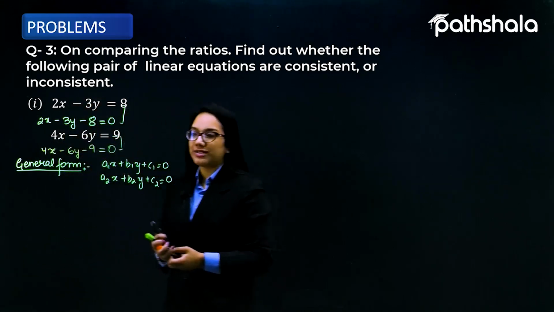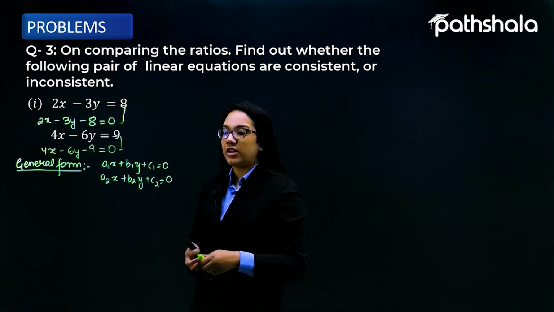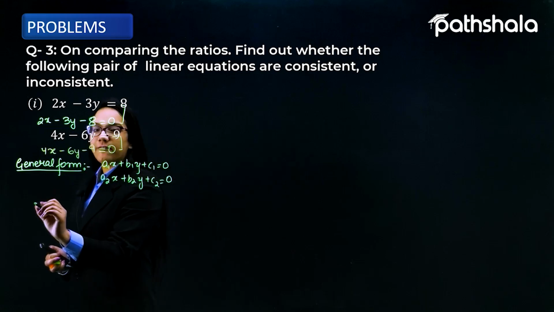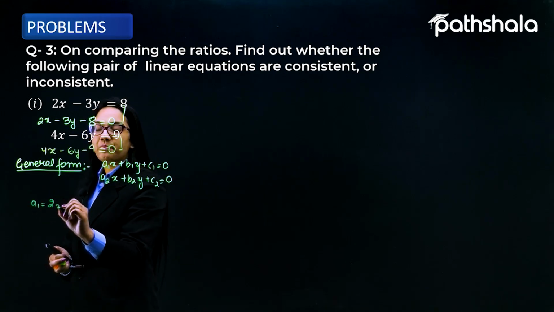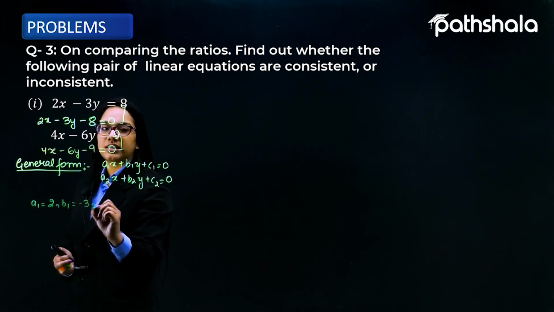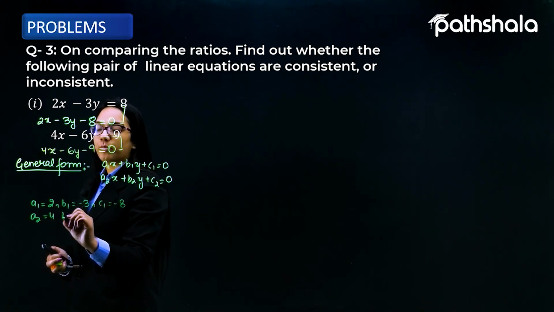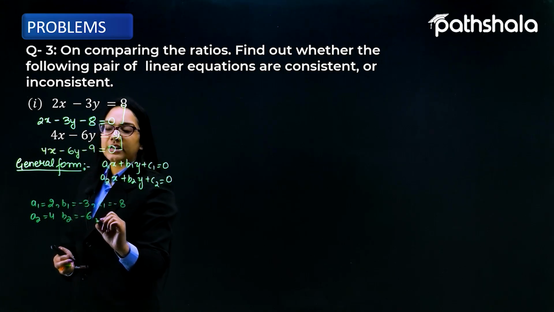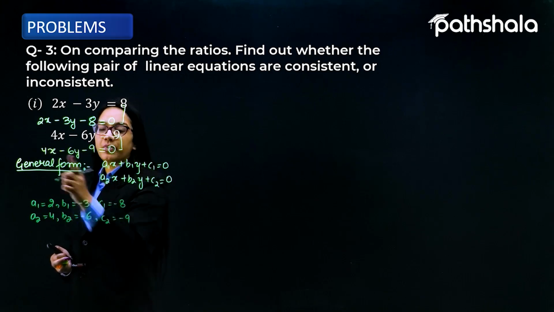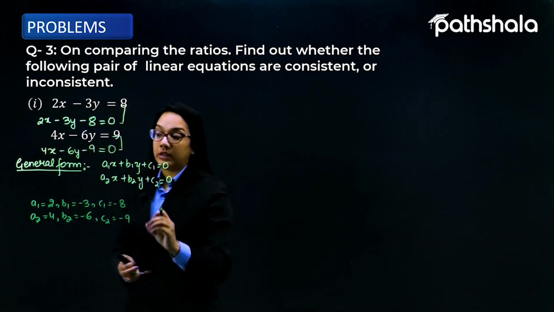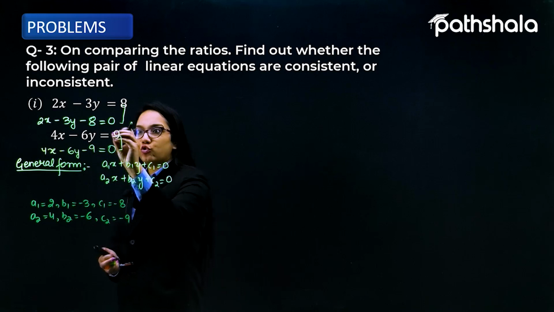So first of all, let's compare a1, b1, c1, a2, b2, c2. As we can see, a1 is 2, b1 is minus 3, c1 is minus 8. Furthermore, we have a2 as 4, b2 as minus 6, and c2 as minus 9. So these are the values that we have from these two equations.